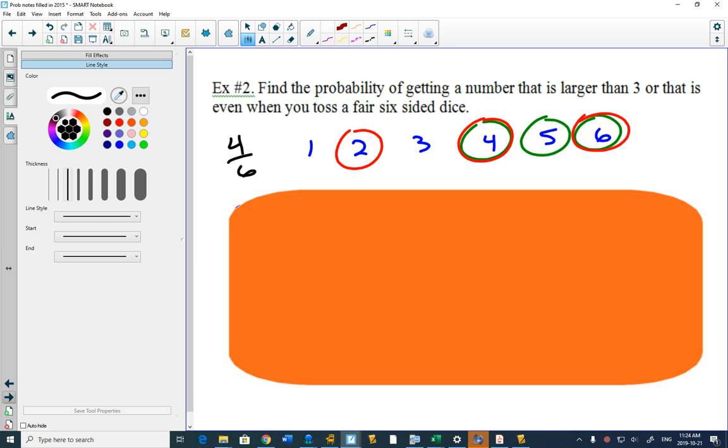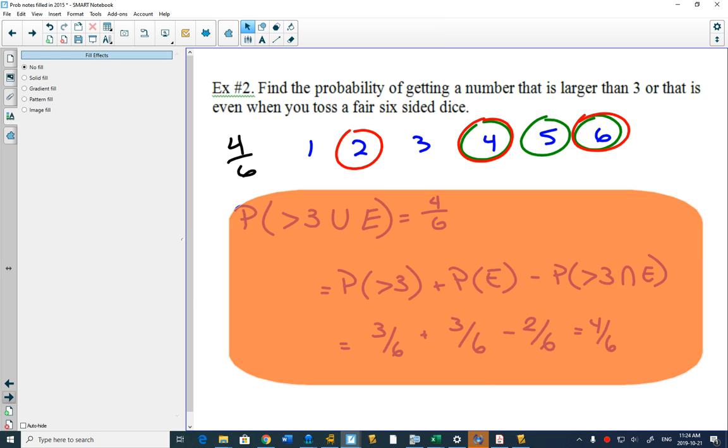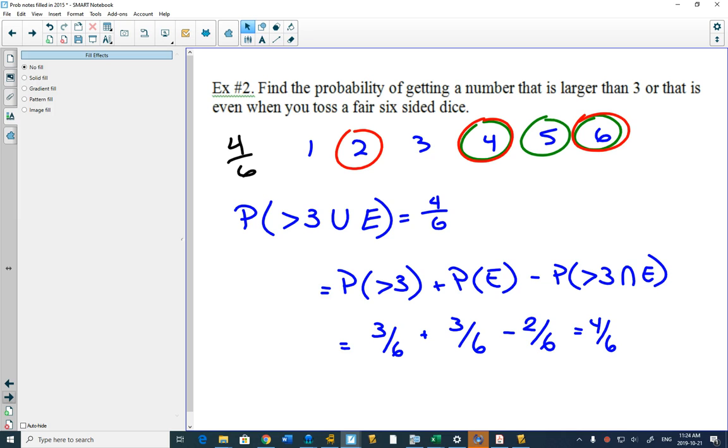Okay? Does it matter that the green and red circled some twice? No, unless you're using the formula. Right? If we want to use the formula and write it out properly, probability, I'm going to describe greater than 3. Here's your or symbol. I used a big E for even. You could write out the word even if you liked as well to make it even clearer.